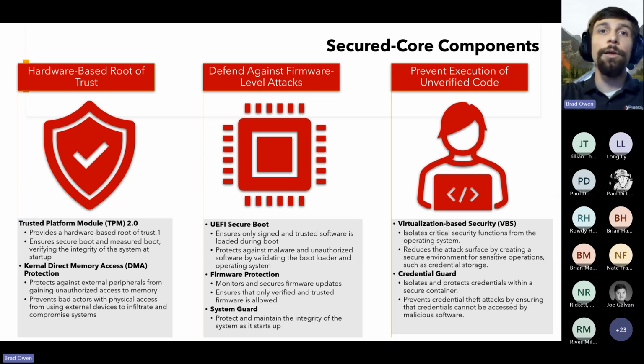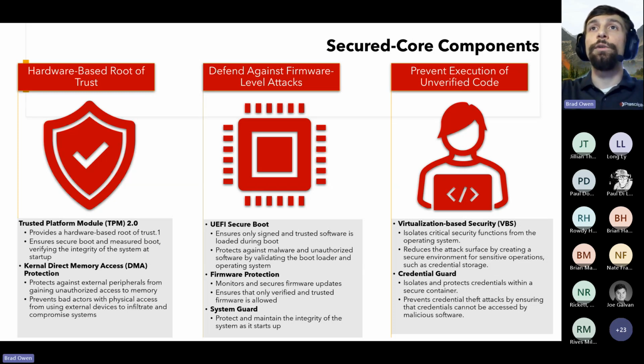The DMA protection helps protect against external peripherals gaining unauthorized access to memory. So for example, if a malicious actor or threat actor gains physical access to your cluster, they can't go and plug in a USB drive, which would allow them to start to infiltrate or compromise those systems.